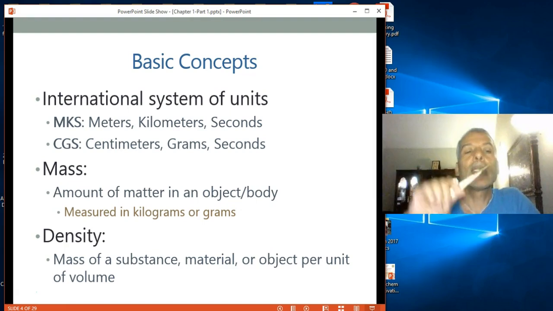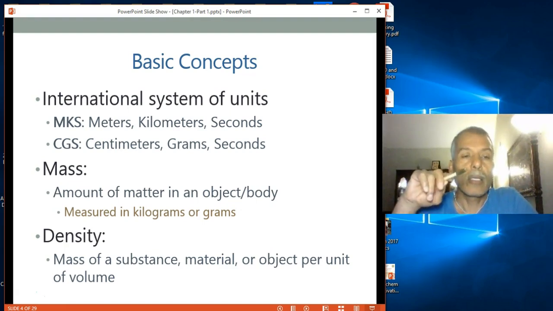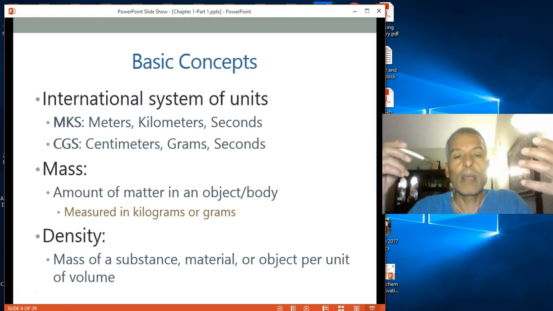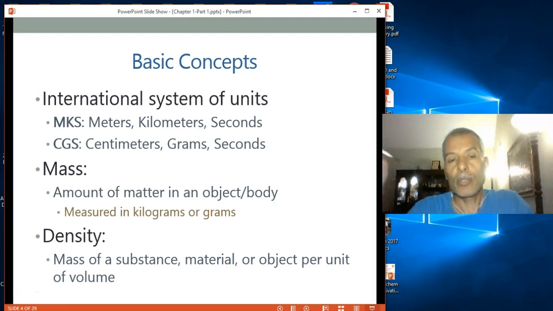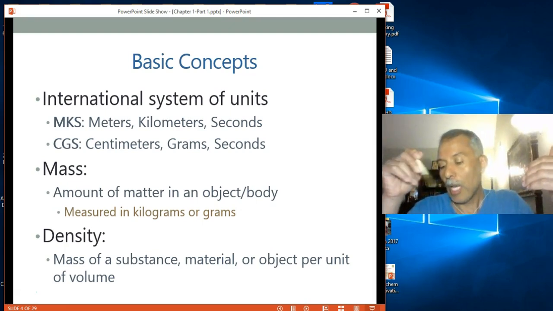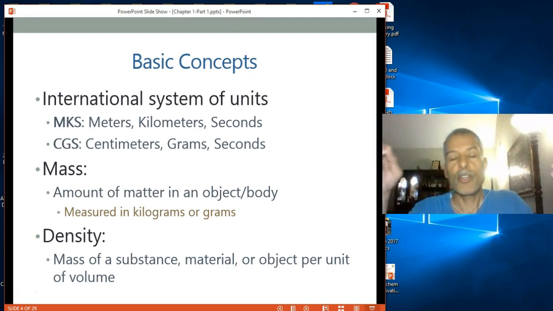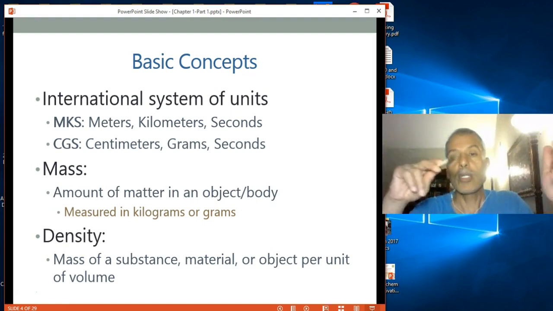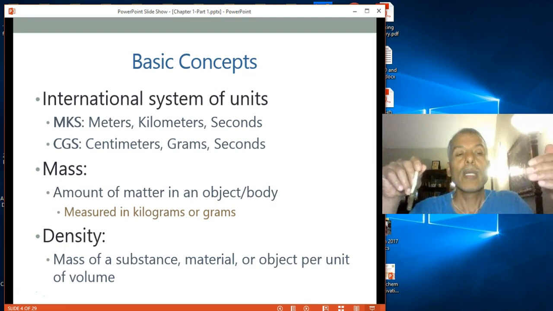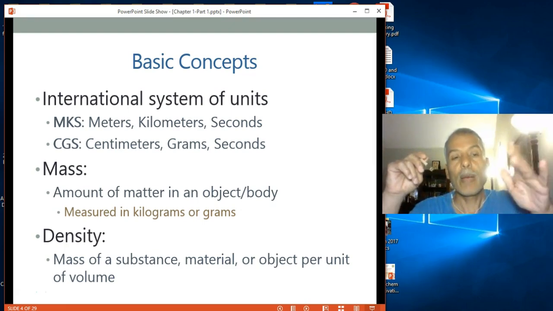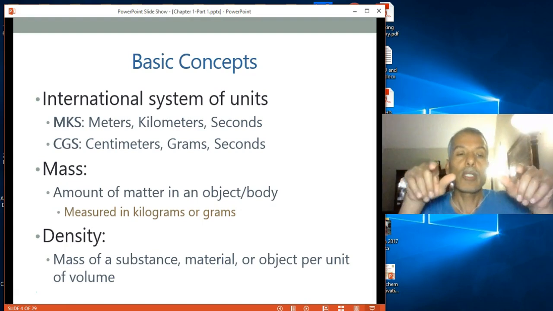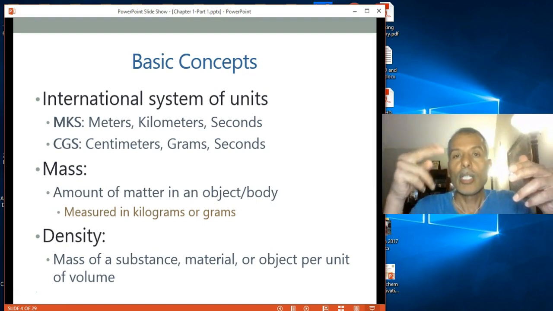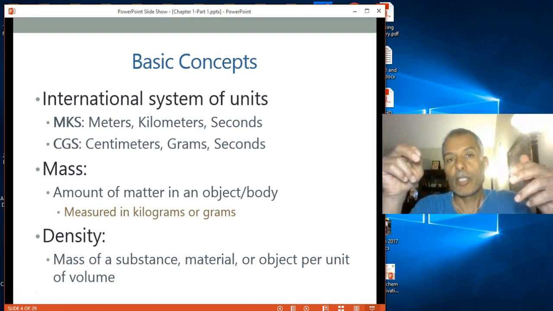So again, just keep in mind that the MKS, meters, kilometers, and seconds, is for large distances, like say a bridge. You want to measure how big the bridge is, or the distance from a town to another town, in kilometers. But the CGS, or centimeter gram second, the centimeter obviously is a small unit of measurement. 1 inch equals 2.5 centimeters.